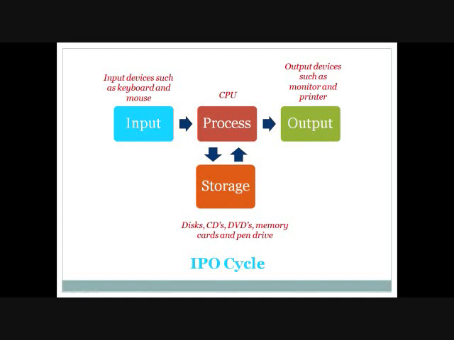After processing, output is produced. The output is shown on an output device such as the monitor, printer, projector or plotter. The data is stored either in the memory of the computer or in the secondary storage devices. The secondary storage devices include hard disk, CD, DVD, pen drives and memory cards.